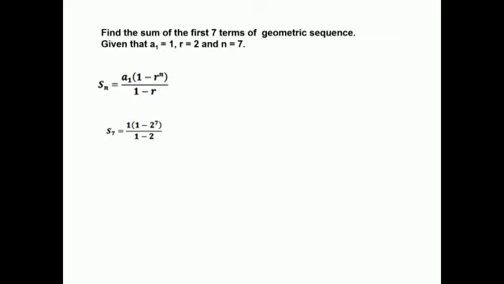Find the sum of 7 terms of a geometric sequence given that a1 is equal to 1, r is equal to 2 and n is equal to 7. This is a direct question. They give the values directly. Just implement the values in the formula. What is the formula? a times 1 minus r power n divided by 1 minus r. n is equal to 7, so S7 is equal to, with a equal to 1, 1 times bracket 1 minus 2 power 7, divided by 1 minus 2. The other calculations, grade 11, you can do by yourself. You will get this answer.